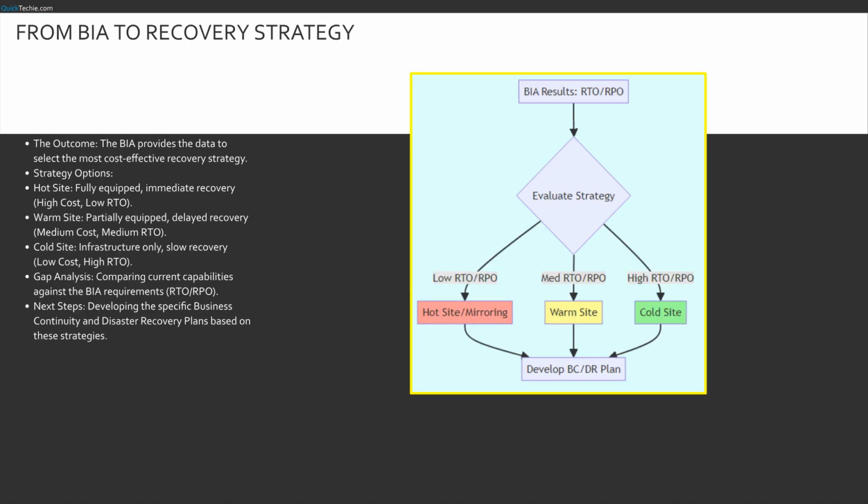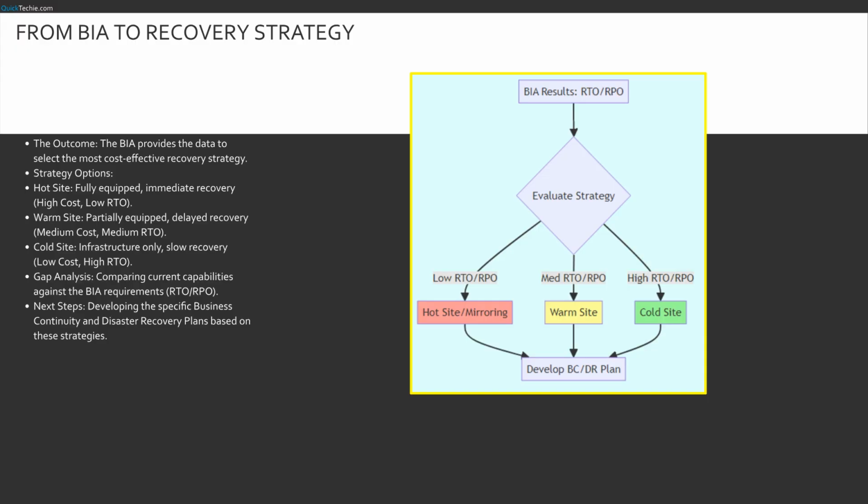Finally, what is the output of the BIA? It drives the recovery strategy. If the BIA says you have a 1-hour RTO for a critical process, you must choose a hot site or a mirrored solution. If the BIA says you can wait a week, a cold site is sufficient and cheaper. The BIA prevents you from overspending on non-critical items and underspending on critical ones. We perform a gap analysis to see if our current capabilities meet the RTOs defined in the BIA. This leads directly into the development of the detailed business continuity and disaster recovery plans.